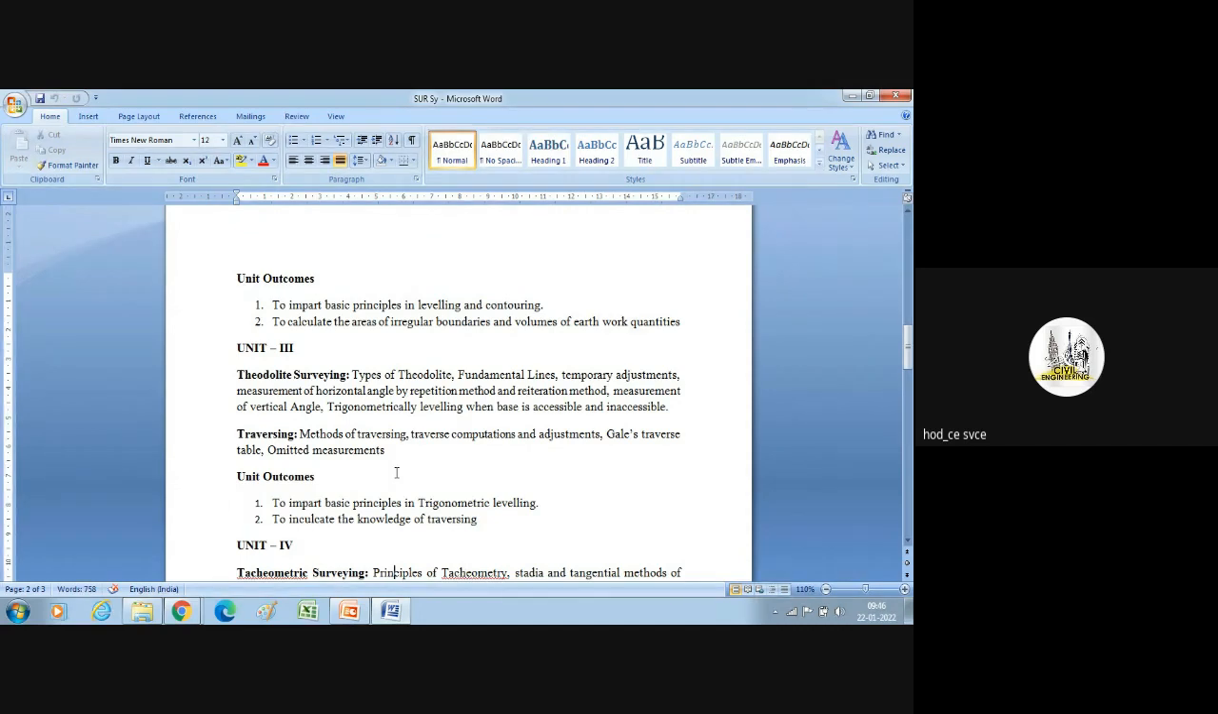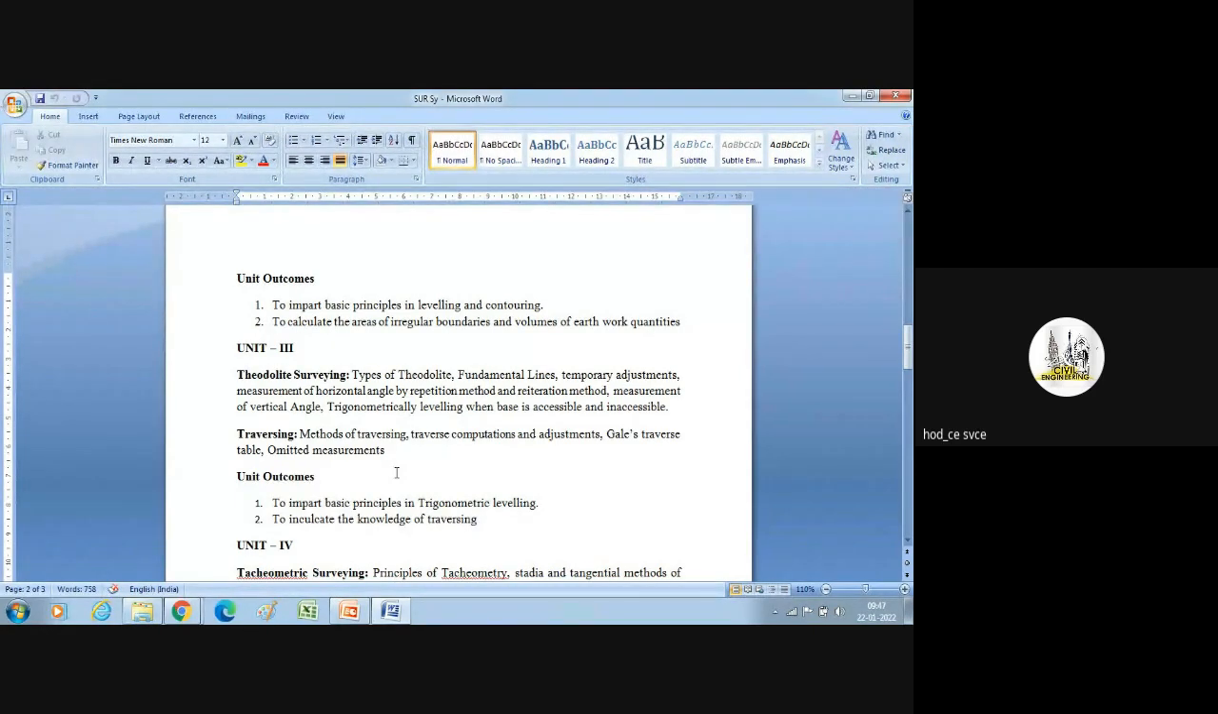Next, what that means is some error will occur due to local attraction, right? So what is the correction or error that we have to include in this table column? So error as well as correction and corrected bearings and angles itself. Okay, so everything will come under one table. So that is what is meant by Gale's Traverse table.